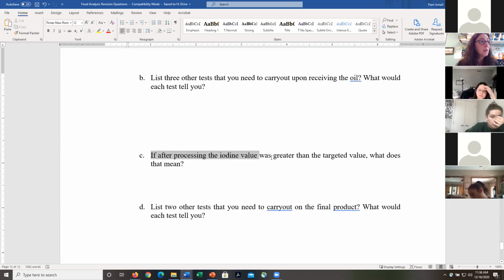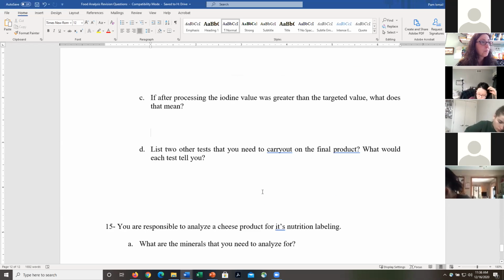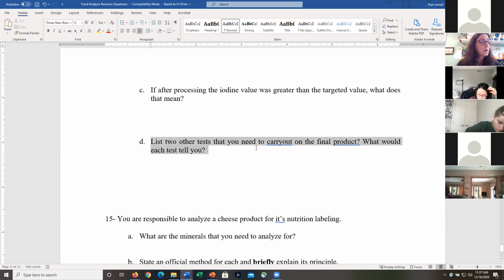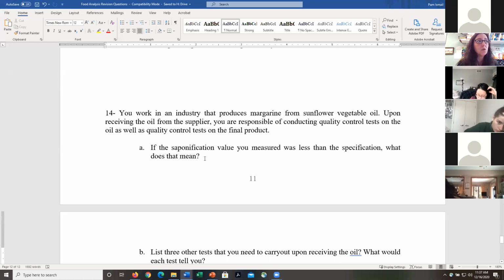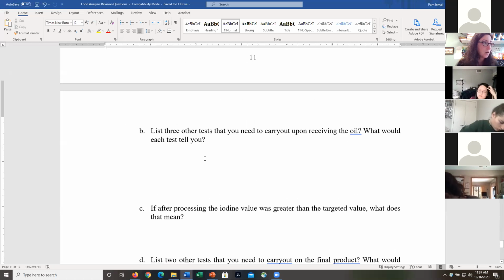If after processing the iodine value was greater, that means we did not complete the hydrogenation step. List 2 other tests that you would need to carry out on the final product. So if you're hydrogenating, maybe you want to look at iodine value, you want to see if the final product has any oxidation. There are so many different tests to choose from. Again, it's another review for your oil and fat characterization.